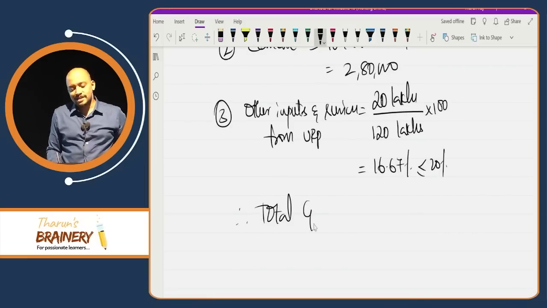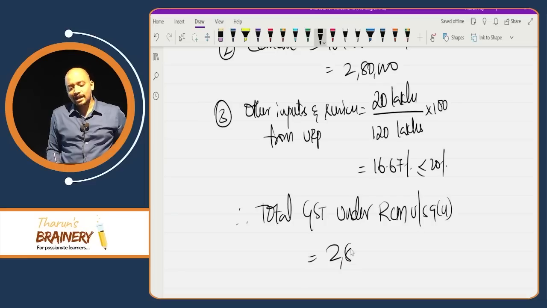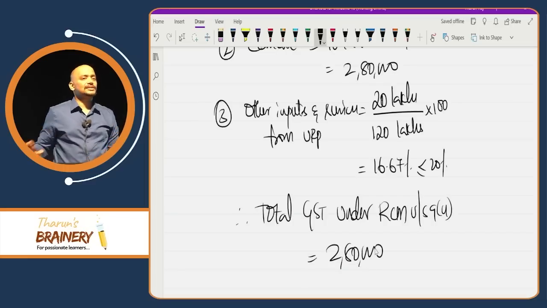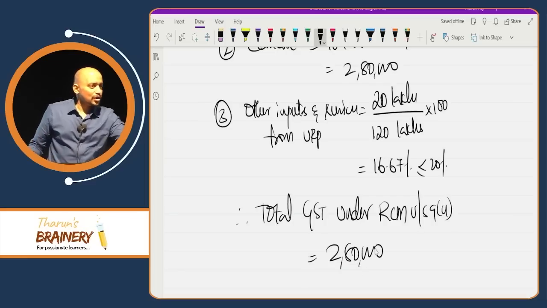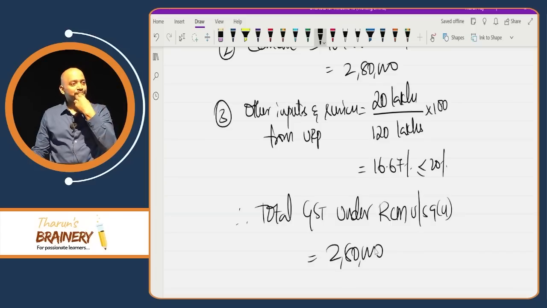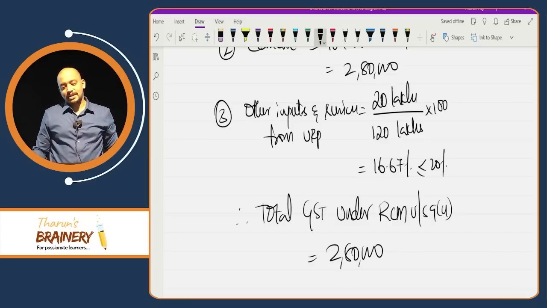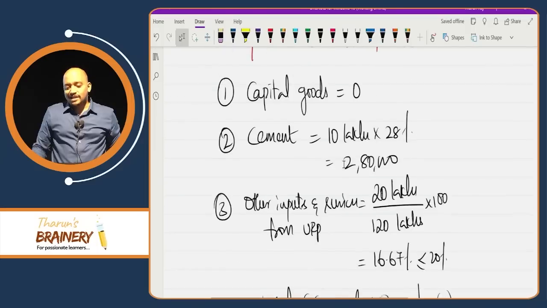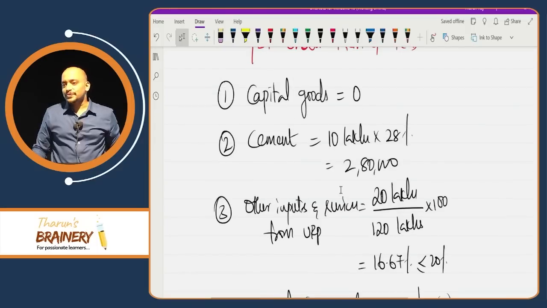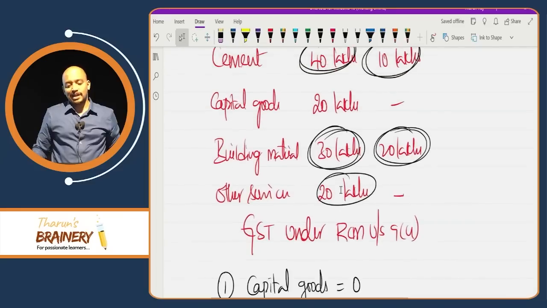Got it? So then what is the total GST under RCM? Therefore, total GST under RCM under section 9(4) is 2,80,000. Easier. How you got 6,80,000 and all? Okay. So only this 2,80,000, capital goods we don't have. One more illustration. Yes. Okay.